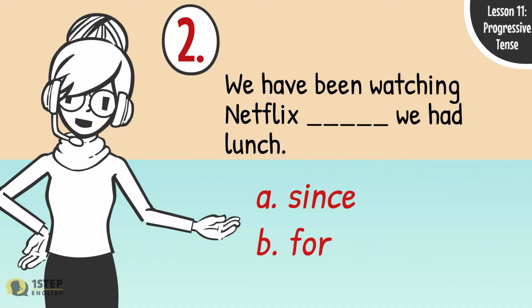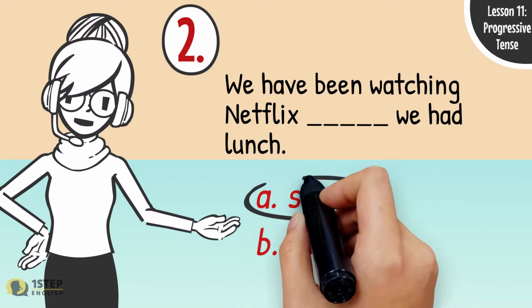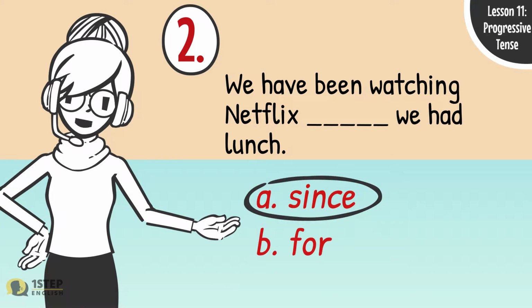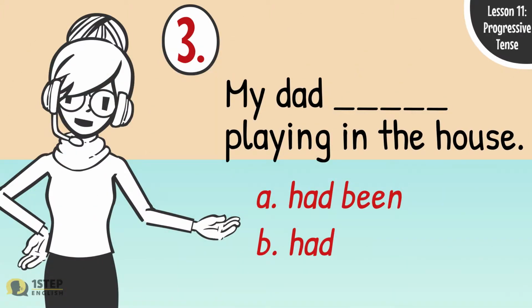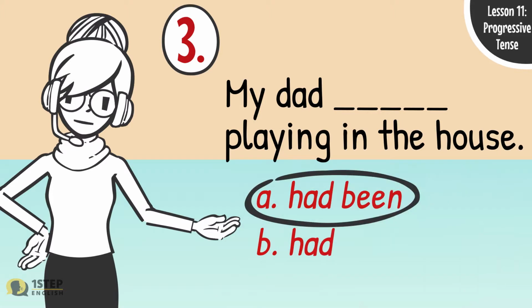2. We have been watching Netflix blank we had lunch. A. Since. B. For. The correct answer is letter A. Since. We have been watching Netflix since we had lunch. 3. My dad blank playing in the house. A. Had been. B. Had. The correct answer is letter A. Had been. My dad had been playing in the house.